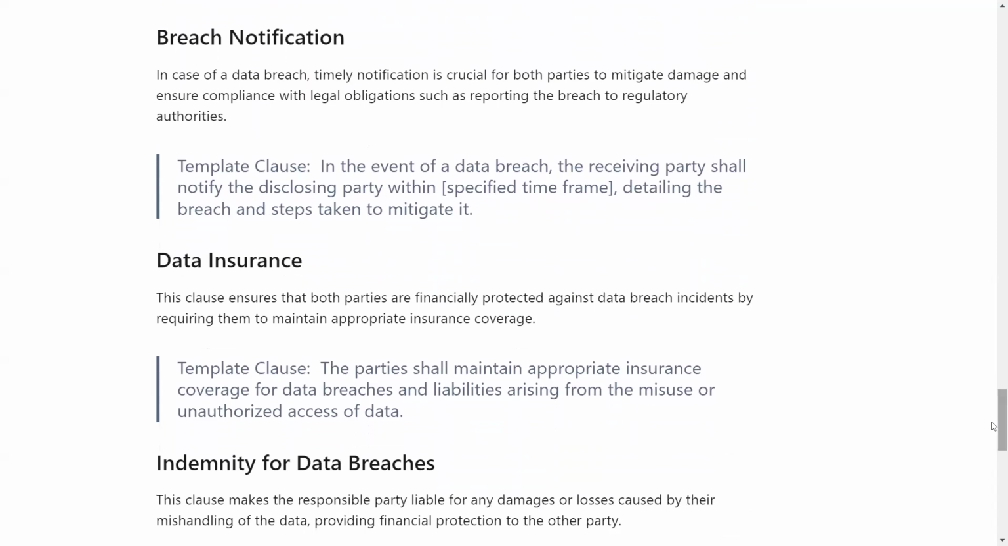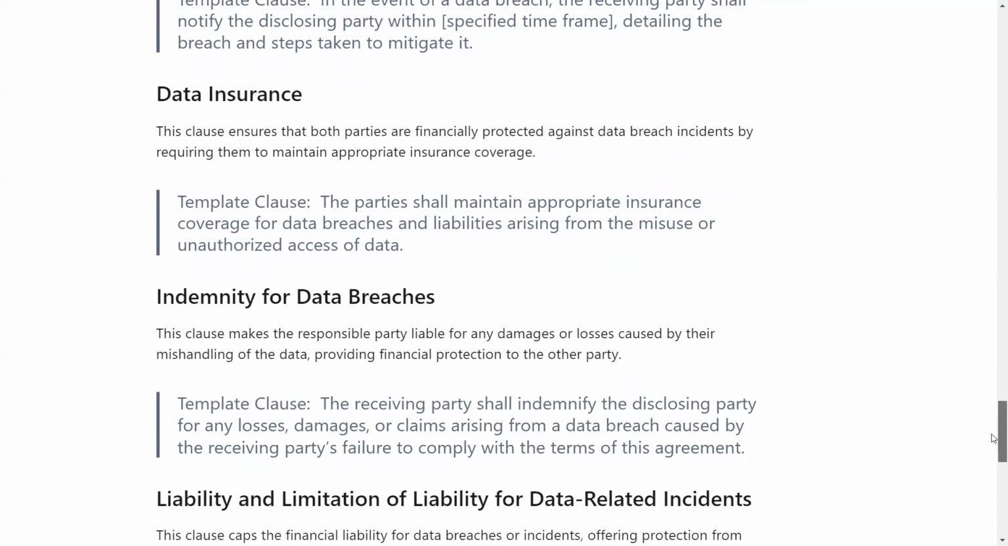In the case of a data breach, timely notification is crucial for both parties to mitigate damage and ensure compliance with legal obligations such as reporting the breach to regulatory authorities. Template clause. In the event of a data breach, the receiving party shall notify the disclosing party within a specified time frame, detailing the breach and steps taken to mitigate it.